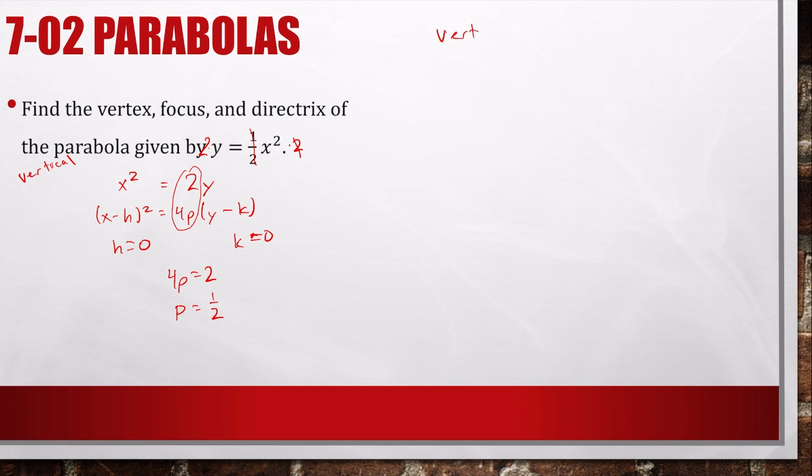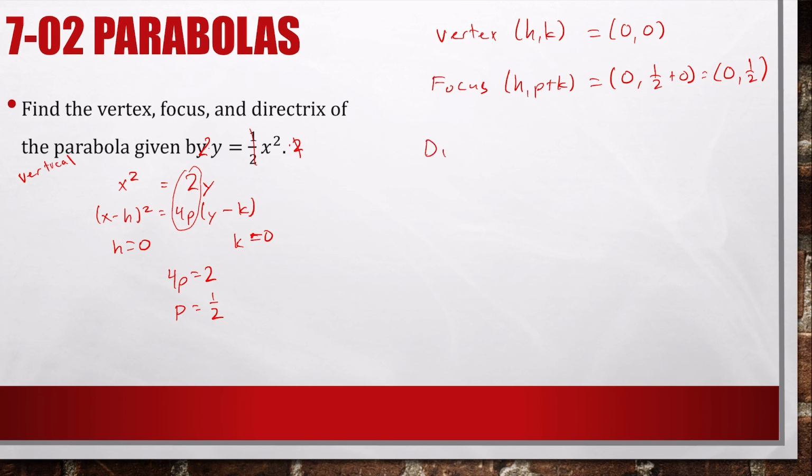So the vertex is (h, k), which in this case is (0, 0). The focus is (h, p plus k), which in this case will be (0, a half plus 0), or (0, 1/2). And the directrix is y equals k minus p, or in this case y equals 0 minus a half, which would be y equals negative 1/2.